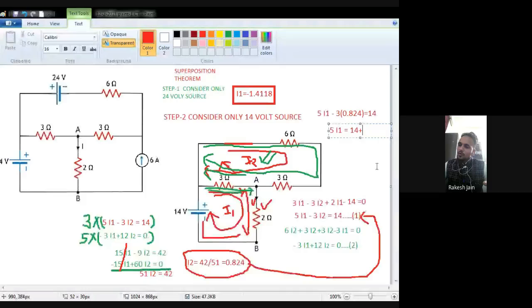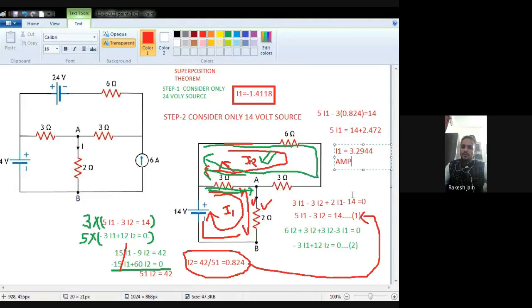So now I am going to take these two equations. One equation is 5 I1 minus 3 I2 is equal to 14. And the second equation is minus 3 I1 plus 12 I2 is equal to 0. So that is very easy to find out the answer.